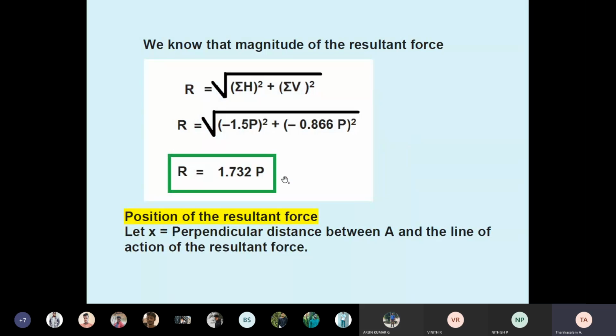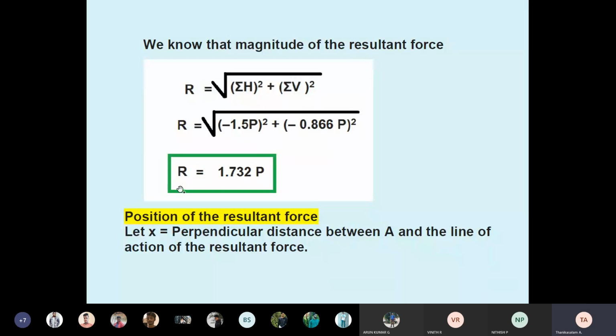Now the resultant. So R equals the square root of summation H square plus summation V square. R equals minus 1.5p whole square. The p is there, so just keep it; you write the answer as given. Now the resultant calculation. They asked what is the distance.